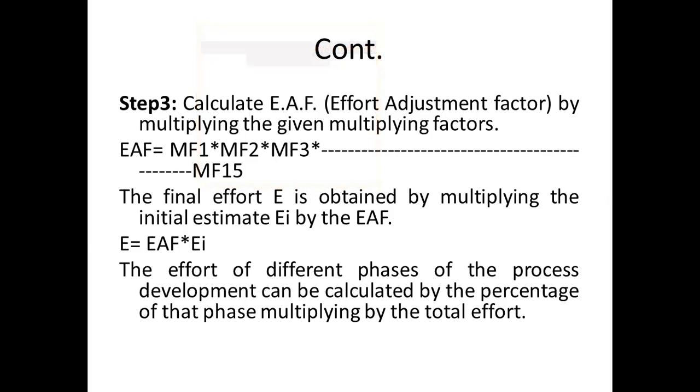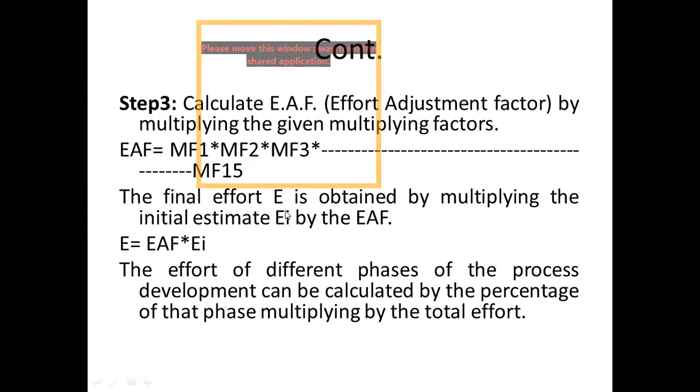After that, you can calculate the final effort, E. This is called the capital E, and this is the final effort. How will you calculate the final effort? Final effort, capital E, is equal to EAF into EI, that is the effort adjustment factor into EI, the initial estimate, or sometimes called the initial effort. So you can easily calculate this final effort in step 3.